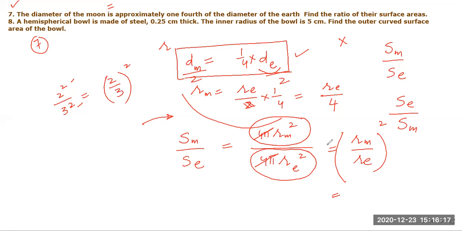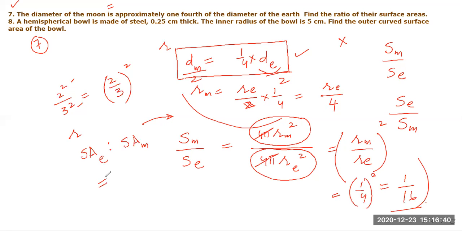The ratio of the radius of the moon to the radius of Earth is Rm by Re, which is 1 by 4. The ratio of surface areas is 1 by 4 whole square, so it will be 1 by 16. So the surface area of Earth to the surface area of the moon will be 16 by 1. So it will be 16 is to 1.